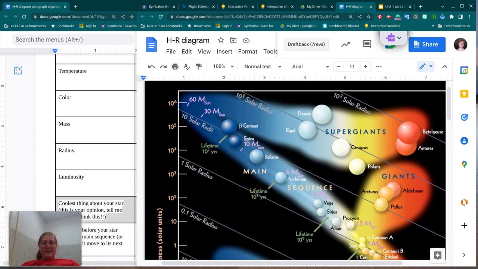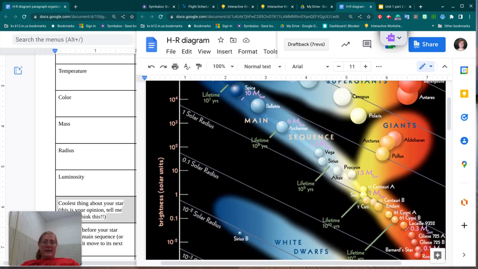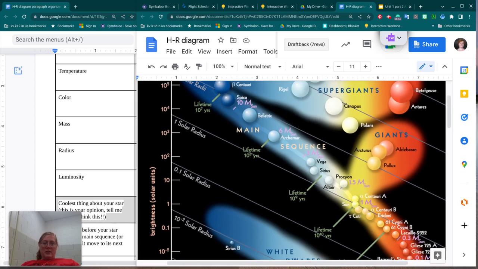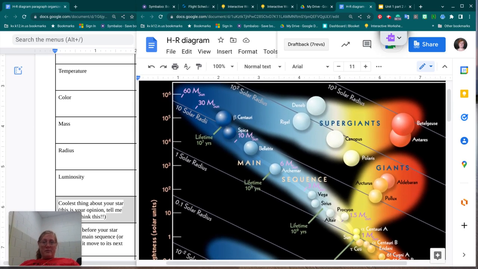The luminosity of Betelgeuse. I need to know that this is luminosity. Again, brightness and luminosity are the same thing. So here, you need to know that luminosity and brightness are the same thing. 10 to the fifth. Does that work? Yes, 10 to the fifth.